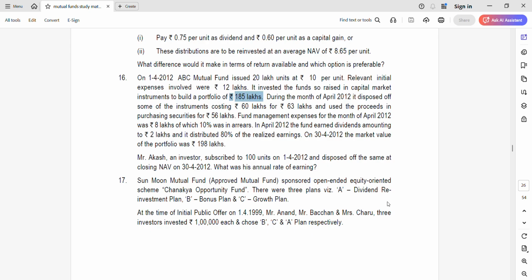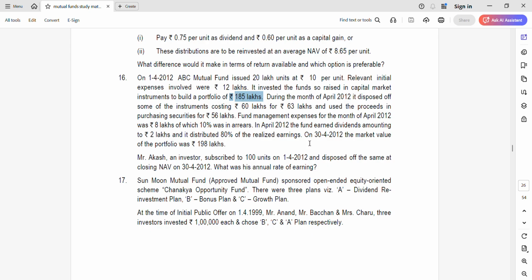You should see this as somewhat similar to capital budgeting, then it will be very easy for you. So during the month of April 2012, it disposed of some of the instruments costing 60 lakhs for 63 lakhs. So the profit is 3 lakhs and capital gains is 3 lakhs, and used the proceeds in purchasing securities for 56 lakhs. So this is the cash outflow.